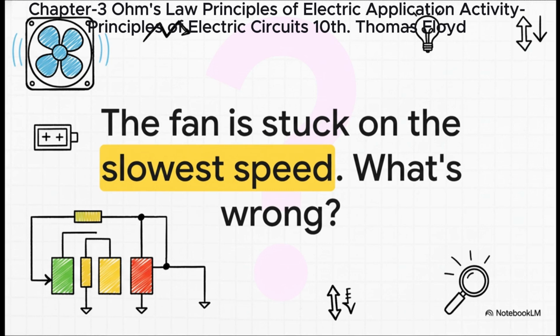You've built the circuit, you're all proud, you power it on, and the fan only runs at its slowest speed. It doesn't matter where you turn the knob, it's stuck. Where would you even start looking for the problem?